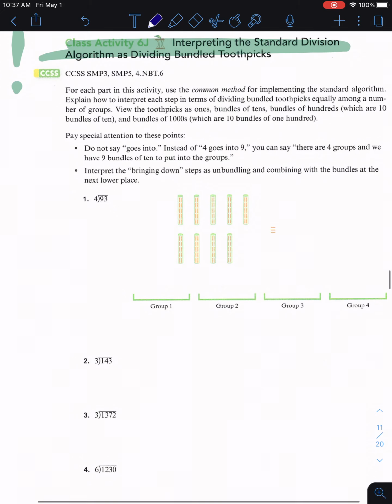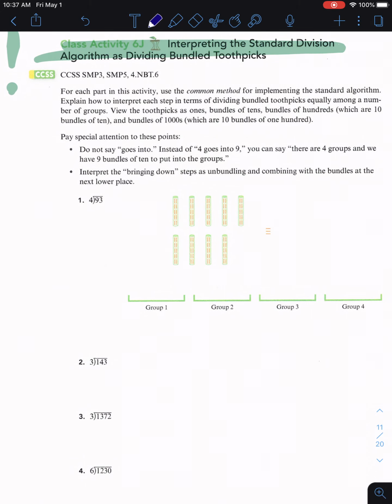All right, so let's now finalize the standard division algorithm and see how we can reword it so that it can make a little bit more sense and have a little bit more of a connection with the bundled objects and other ways that we've thought about mathematics and dividing. So for example, if we have 4 divided into 93, or 93 divided by 4.